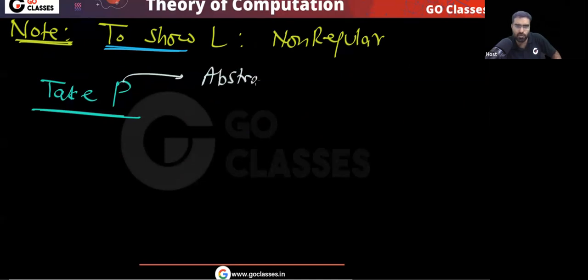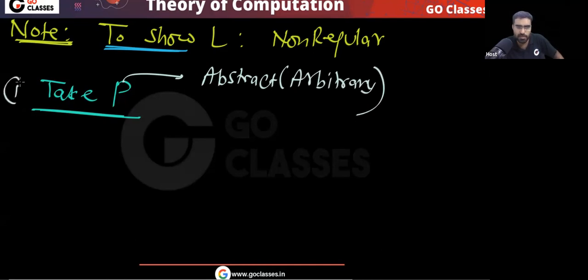So remember this small point: if I give you any language, this is the template, this is what you need to do. To show that L is non-regular, first take P. Will you take a specific value or an abstract value? You will take an arbitrary value. Don't take P equal to 20 or P equal to 30.